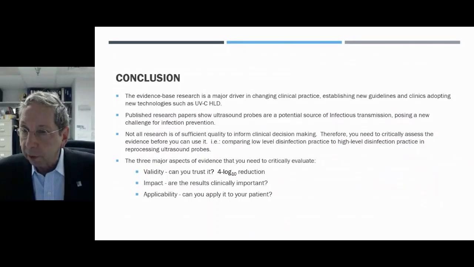Three major aspects of evidence to consider. Validity: can you trust it in terms of your disinfectant method? Are the results clinically important? And certainly we want to protect our patients. And applicability: can you apply it to your patient? I hope I've shown you both from the evidence and the guidelines the need for cleaning, high-level disinfection and probe covers, as well as the utility and advantages of using UVC high-level disinfection. Thank you very much.